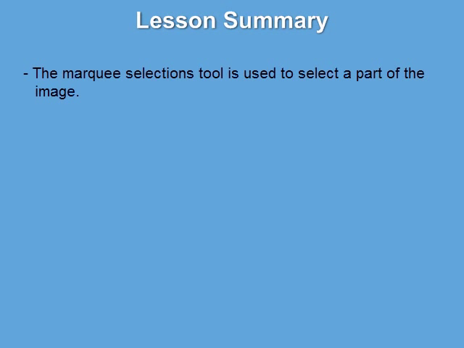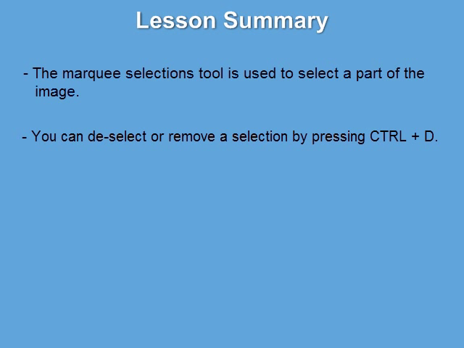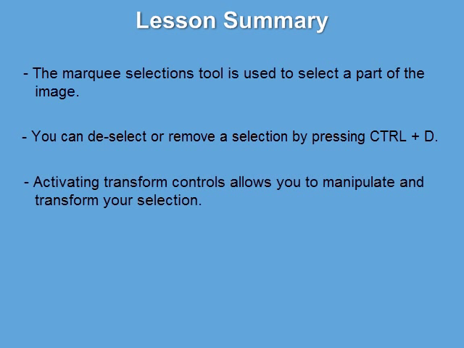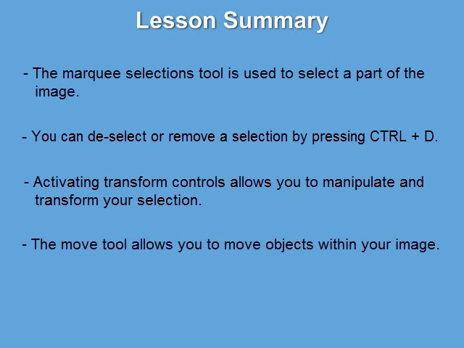The Marquee Selection tool is used to select part of the image. You can deselect or remove a selection by pressing Ctrl plus D. Activating transform controls allows you to manipulate and transform your selection. The Move tool allows you to move objects within your image. Ctrl plus Z is used to undo an action.